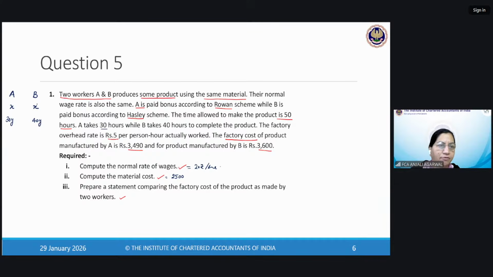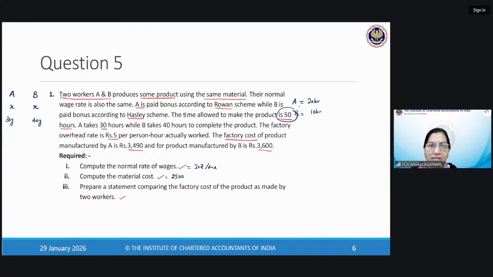But there is one more piece of information, that the standard hours to do the job is 50. So indirectly, we can say that A has saved 20 hours and B has saved 10 hours, because A has taken 30 hours and B has taken 40 hours. And they are not paid the hourly time rate. They are under an incentive scheme. And this incentive scheme allows them some bonus.